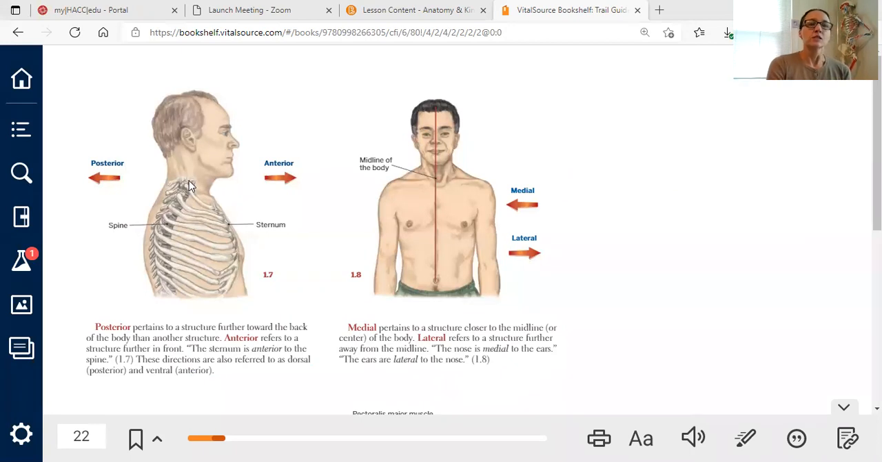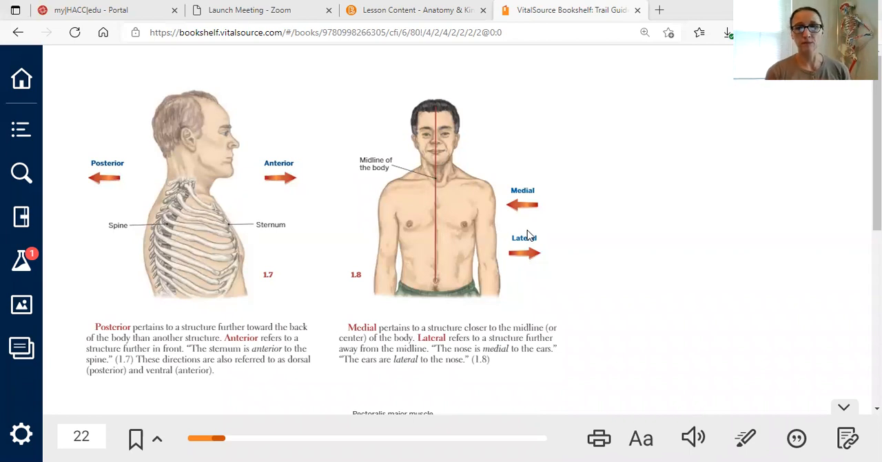Okay, so anterior, closer to the front of the body, posterior, closer to the back of the body. All right, then we have medial and lateral. Again, these are opposites. Medial refers to something that's closer to the midline of the body, and here they have drawn in a midline. It's just the center of the body. Medial, closer to the midline. Lateral, further away from the midline.